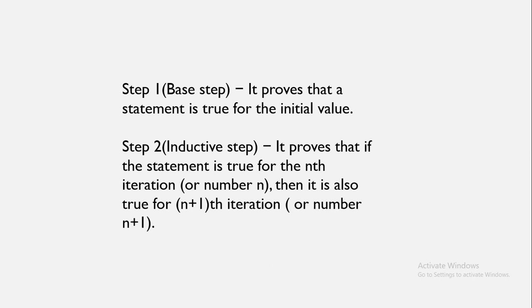So let's go step by step. Step 1 proves the statement is true for the initial value. Step 2 proves that if the statement is true for the nth iteration or number n, then it is also true for the n plus 1 iteration or number n plus 1. So how can we do it?